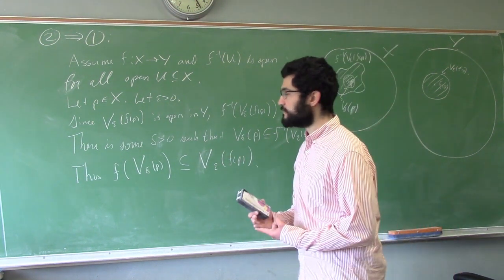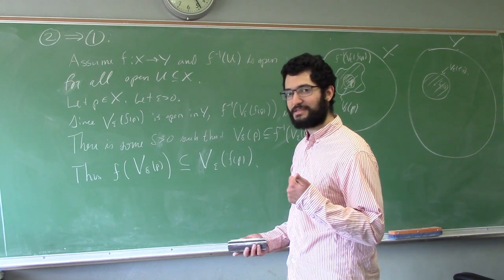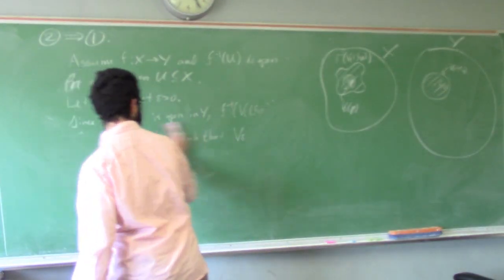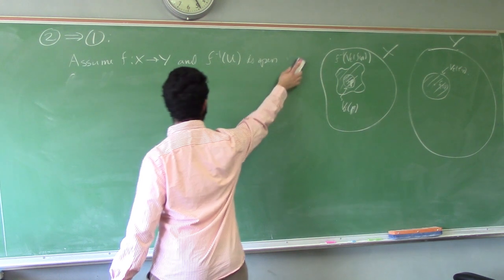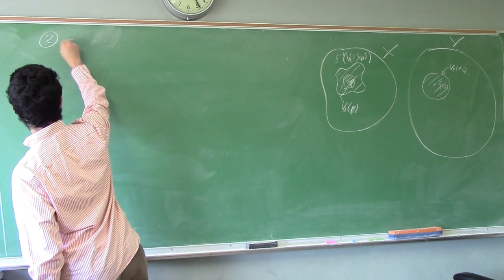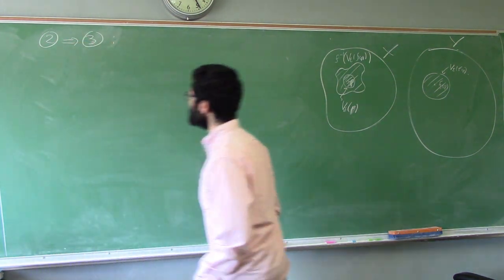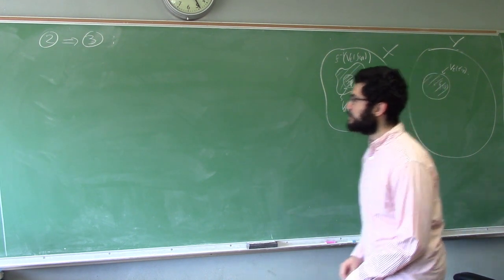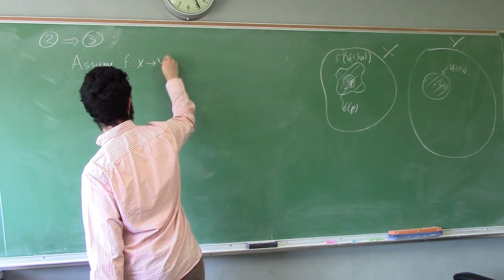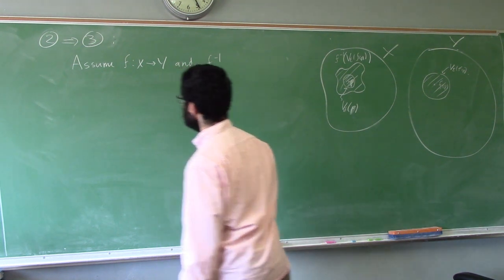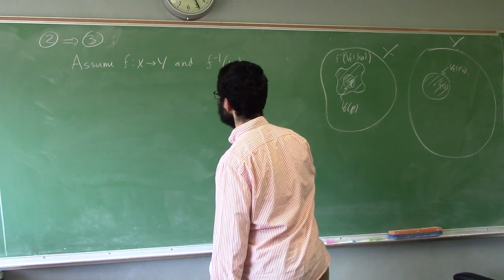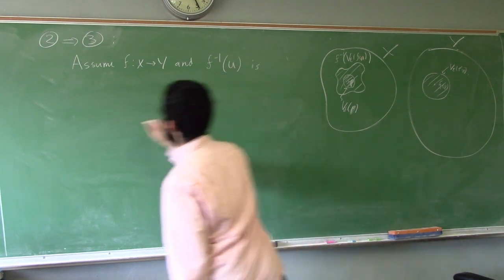Okay, so much for 1 implies 2 and 2 implies 1. Let's verify that 2 and 3 are equivalent. So for 2 implies 3, assume that f maps a metric space X to a metric space Y, and the preimage of an open set is always open.